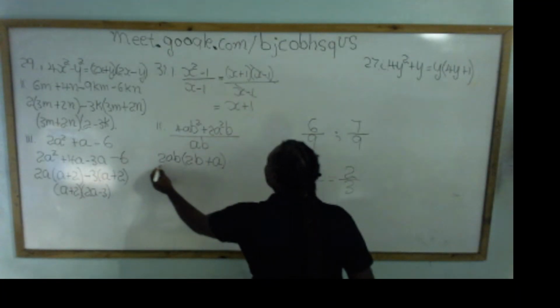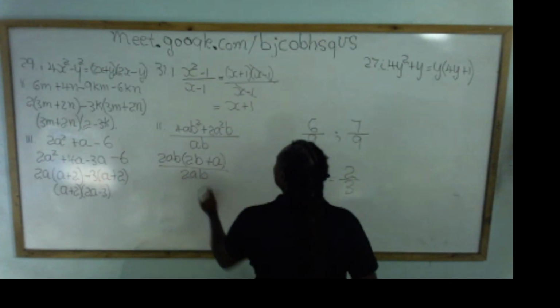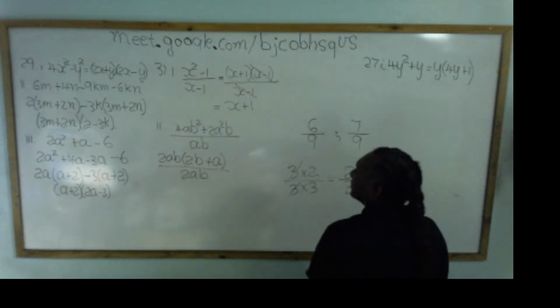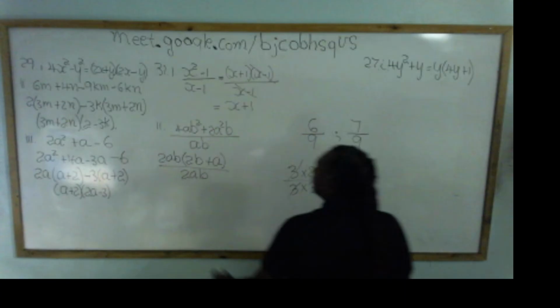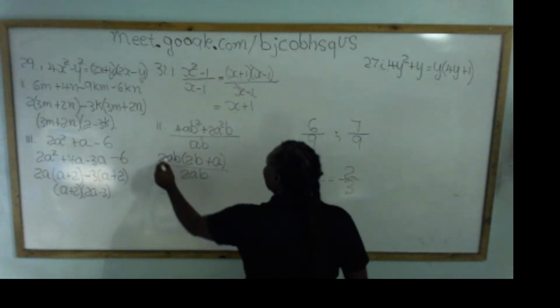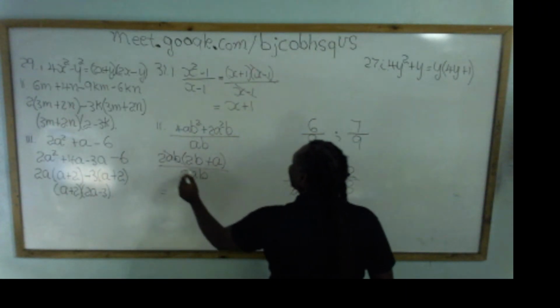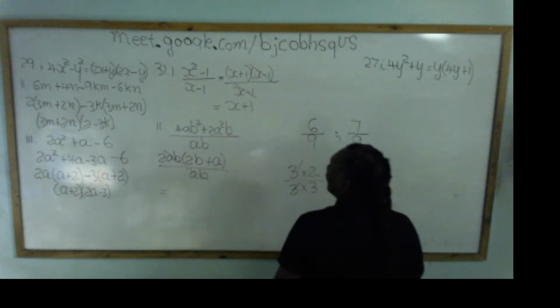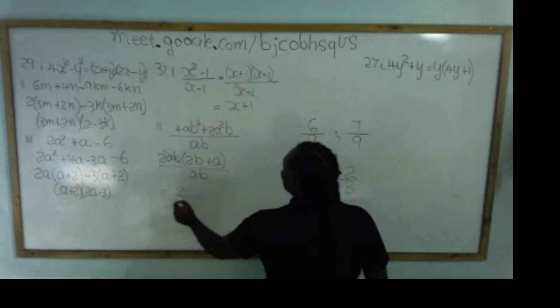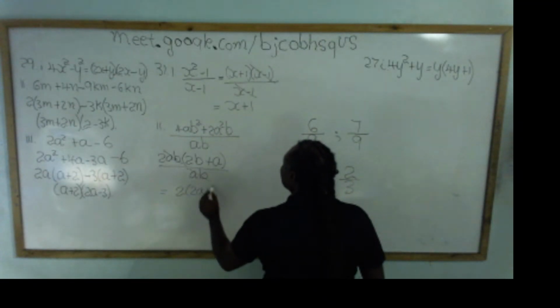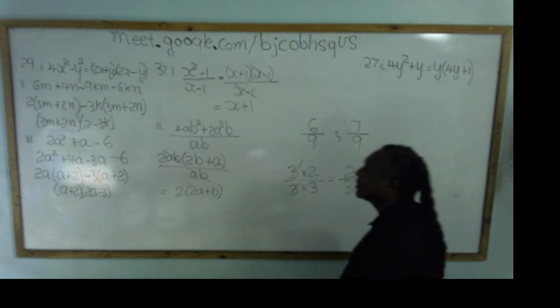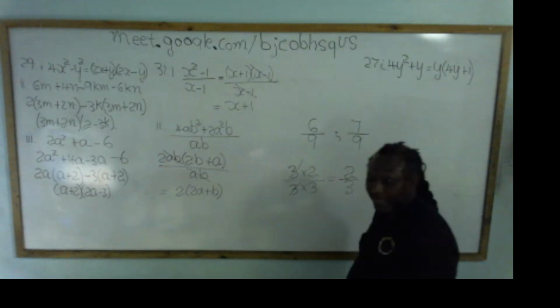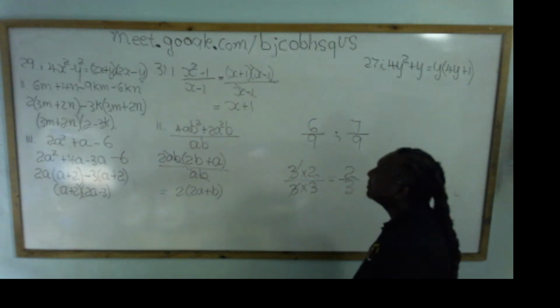And we have what? Over 2ab. What is the result? You can see the ab will cancel there. There is no 2 in the denominator. And what's left? 2 times 2a plus b, if you want to simplify like that. So you cannot simplify unless you have factors that are common to both numerator and denominator.